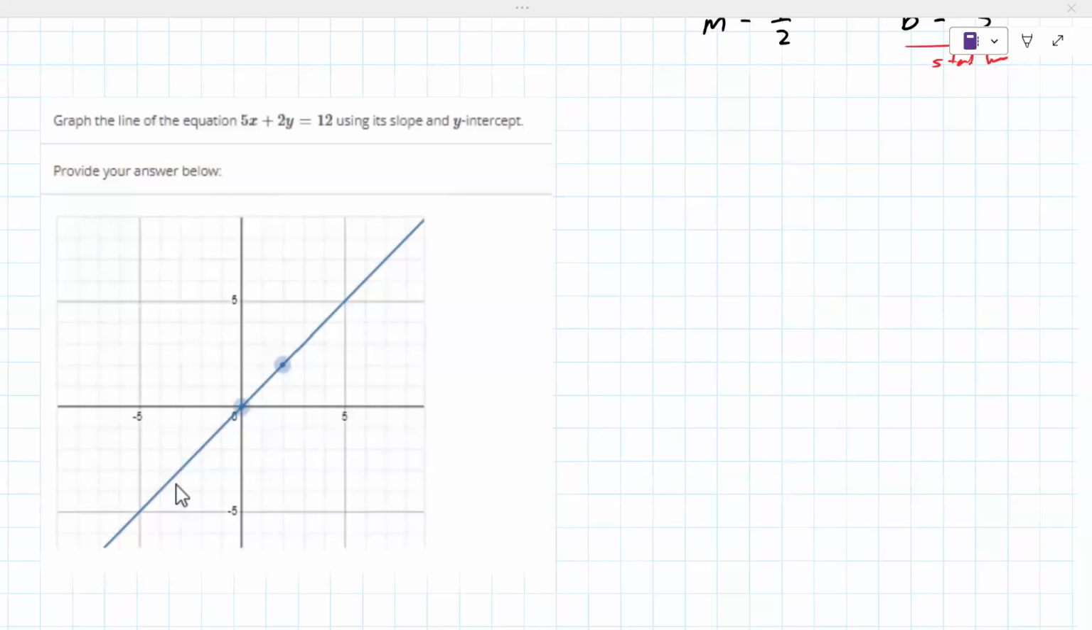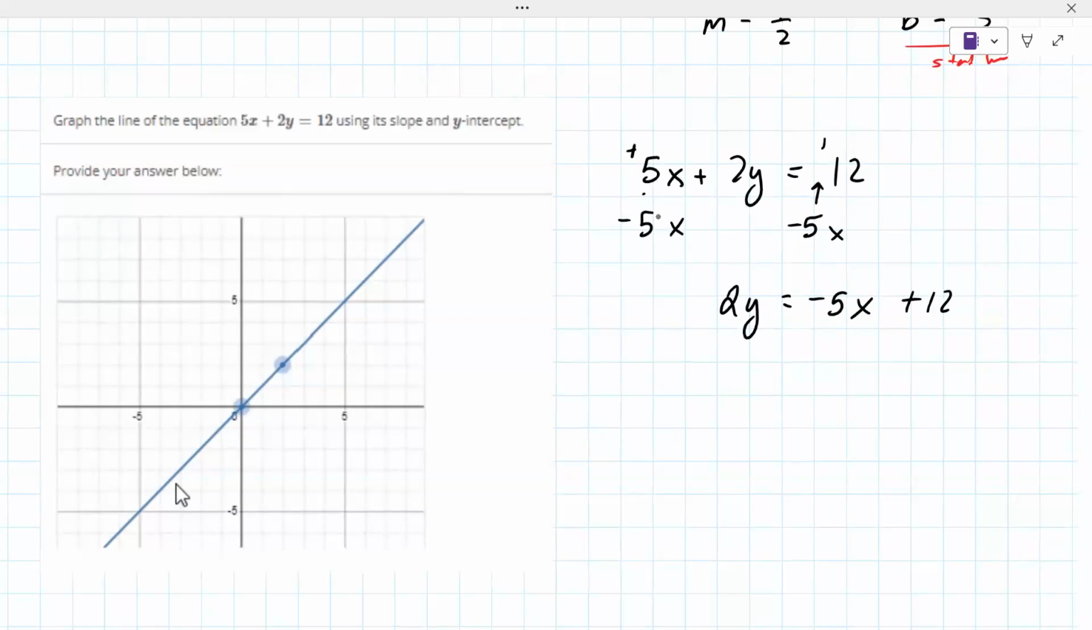All right, so we have 5x plus 2y. So this time to solve for y, we're always solving for y. We're going to undo this positive 5x. We're going to subtract 5x, and it's always better to put it up front. So it's 2y equals negative 5x plus 12. This 12 is really positive. Is that okay, that step? Yeah. All right. And then you divide everything by the number in front of y. So y equals negative 5 over 2 x plus 6.